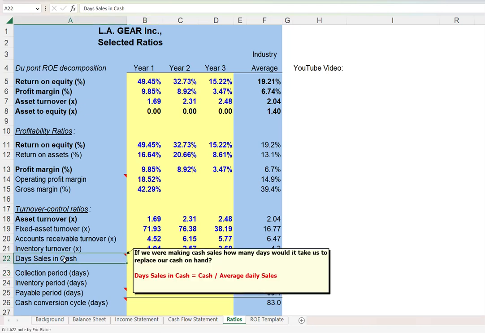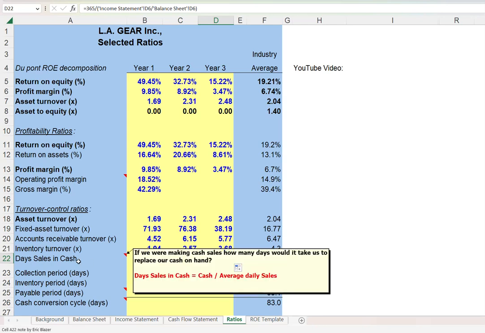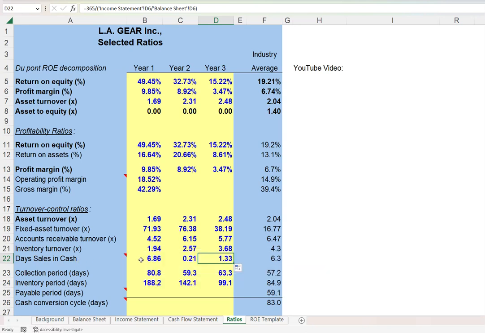And we could have also taken cash divided by average daily sales. Essentially, that's what we did. So we had about 6 days in cash on hand before. And now, we almost ran out of cash in year 2. And now we only have 1.3 days worth of sales sitting around in cash, which is great from an efficiency perspective, but not so great from a liquidity perspective.